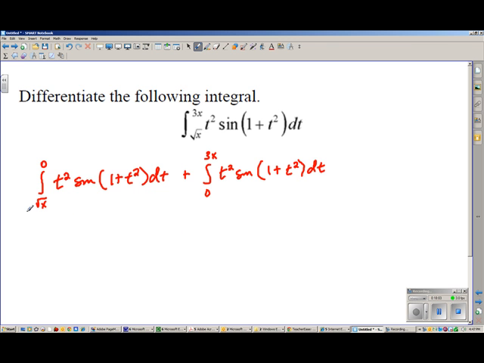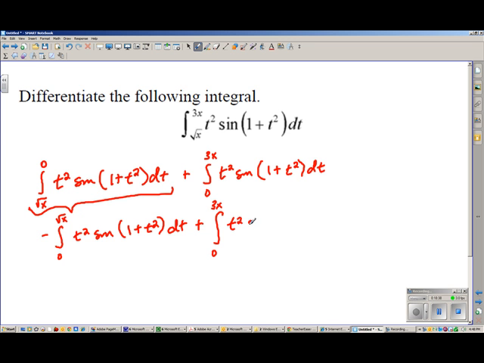Now notice that this first one isn't of the right form. That is to say, the constant is not in the denominator. So we can simply take this one and turn it into the opposite of the integral from 0 to radical x, t squared sine of the quantity 1 plus t squared dt, and add to it from 0 to 3x t squared sine of the quantity, I'm running out of room here, 1 plus t squared dt.